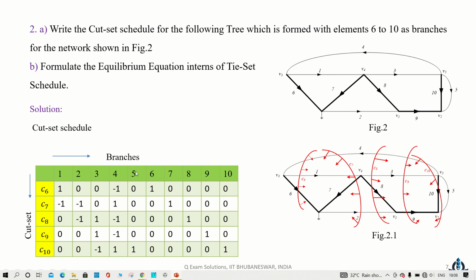10. So you write here 1 to 10. And here the rule is: if you want to find the cut set, you take the direction. What is the direction of that branch? So the direction is like that, then you also take the direction. And you take only one branch, like one tree branch.